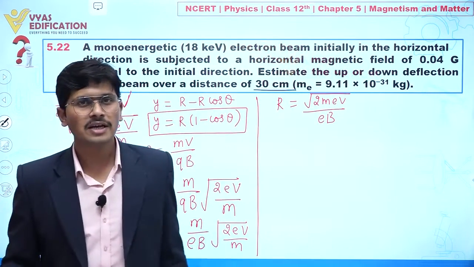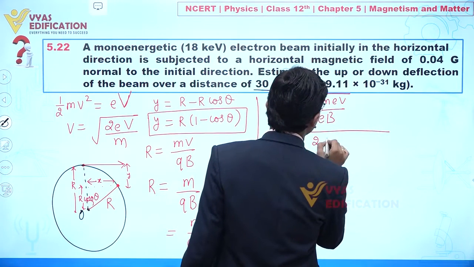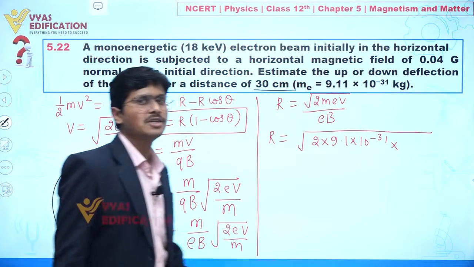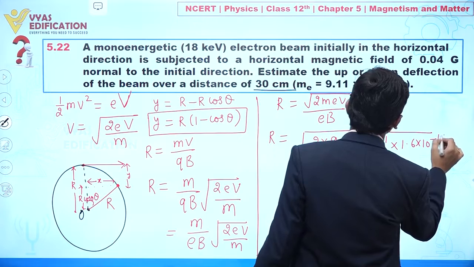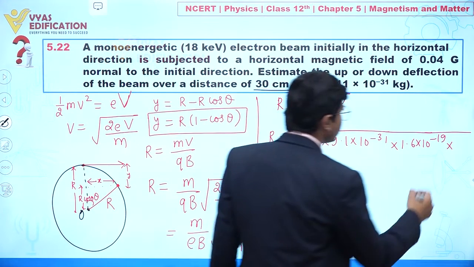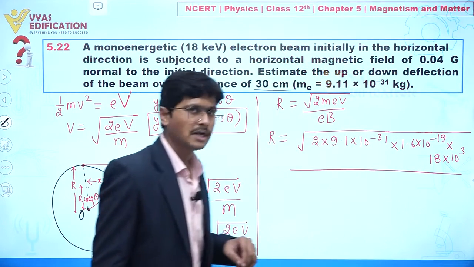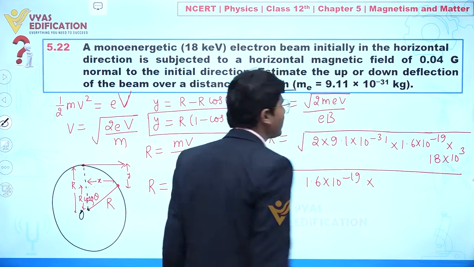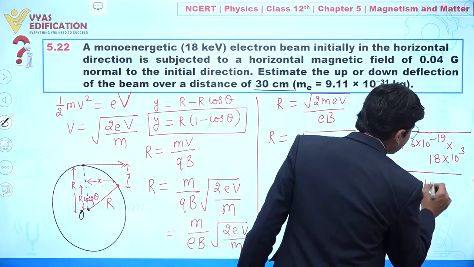Now we can put in all the values and get our answer. I am writing all the values first. The mass of an electron is given in the question, 9.1 × 10^−31. Multiply by the charge of an electron, 1.6 × 10^−19. The potential difference is given as 18 kilovolt, so this is 18 × 10^3 volt, also under the square root. It is divided by 1.6 × 10^−19 multiplied with B. B is given as 0.04 Gauss, so we can convert it into Tesla like this.